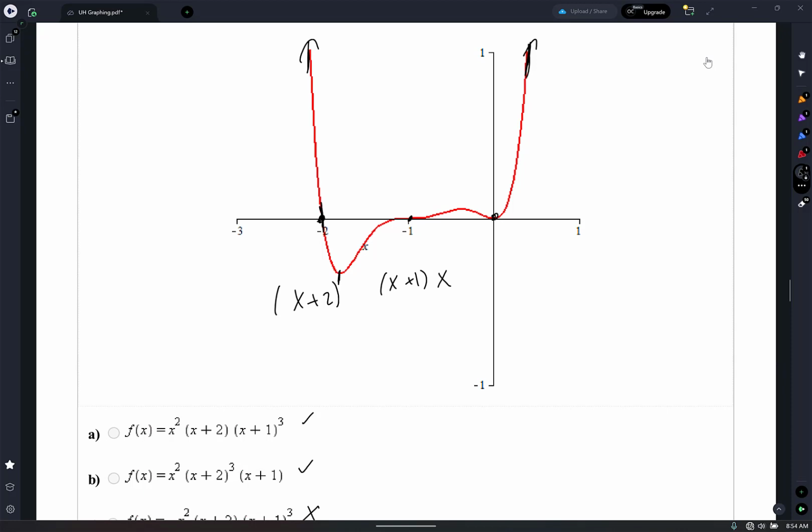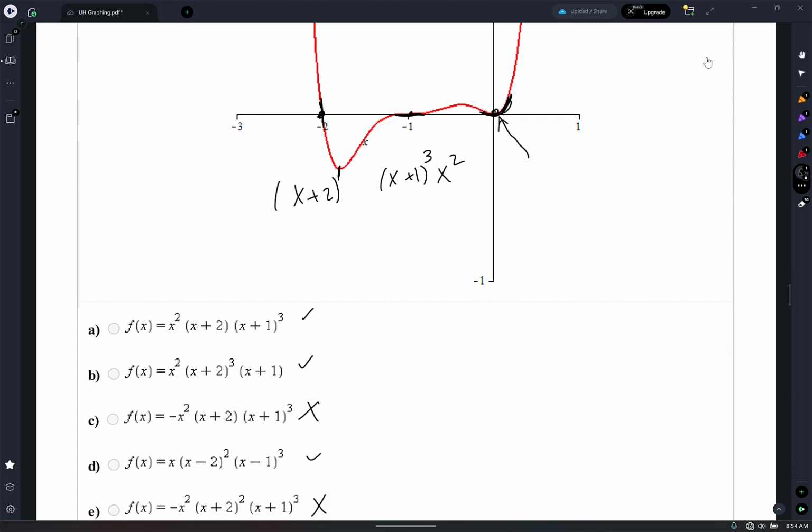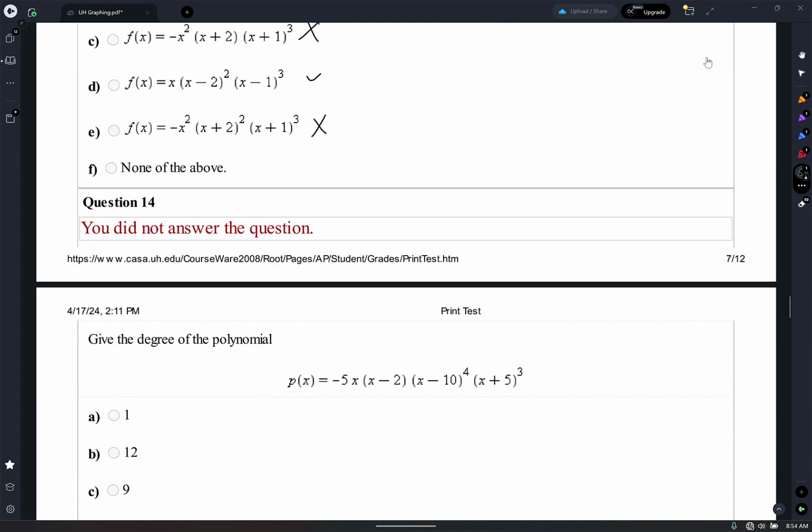At negative 1, it crosses, but notice that it's pretty flat. So that means that's probably going to have a power of 3. And then this one bounces, and it looks kind of parabolic. See, right there, like that. So that one's probably going to have a power of 2. And we look for that. Let's see, x plus 2 linear, x plus 1 third, and x squared. Letter A again. Do you see how we did it? Okay. Go to the next one.